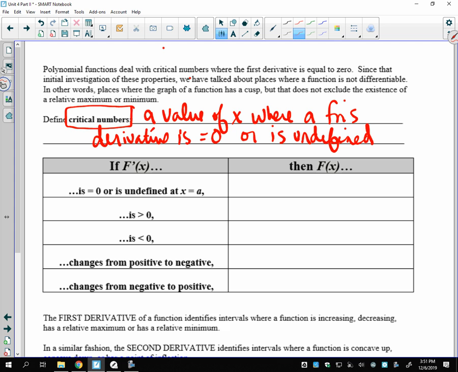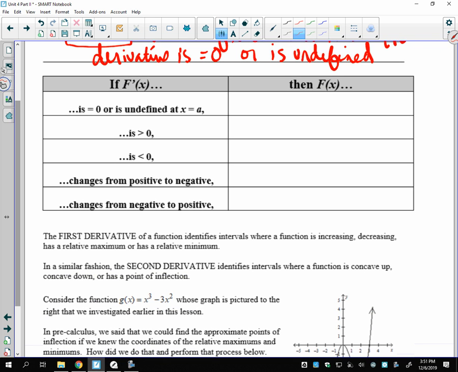Basically, it's where possible max or mins can happen, right? Like potential relative max or mins. So let's just remind ourselves of this. This should be memories that we have. If we know the derivative of f(x) is equal to 0 or undefined at a specific value, then f(x) has a possible relative max or min at x equals a.